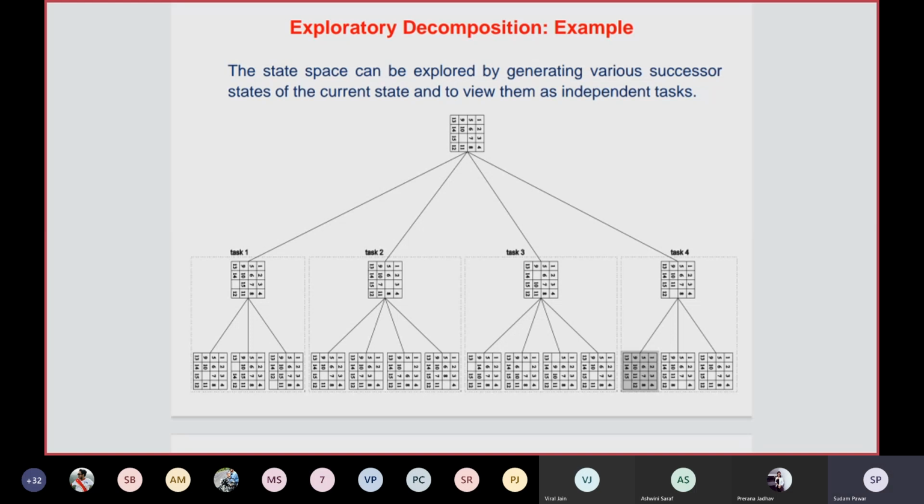So you have to remember here only, in case of exploratory decomposition, it will have the exploration or a search of a state space of solutions. So a large number of solution steps are there. Out of them only one will be the accurate solution state.